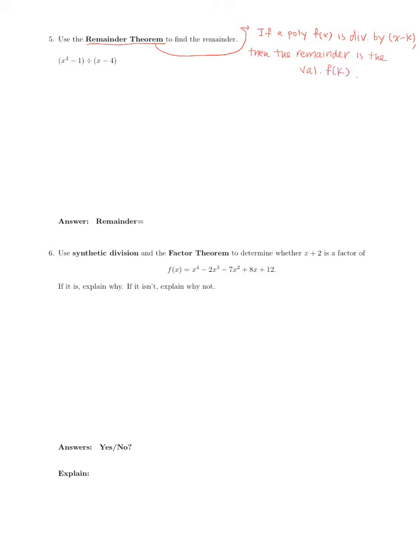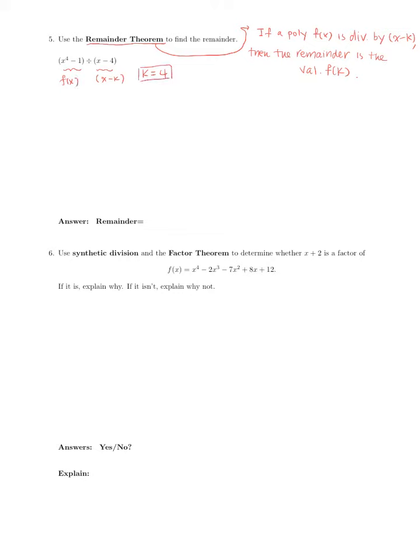But anyways, let's take a look. Now, we're dividing by x minus 4, and this is going to be your f of x, and this is going to be your x minus k. So with that said, our k in this case is going to be 4.